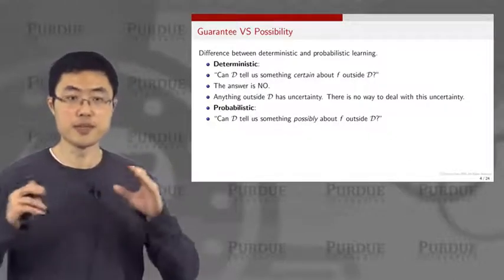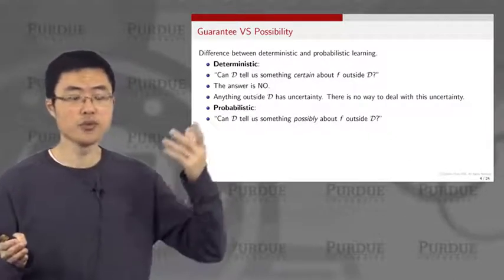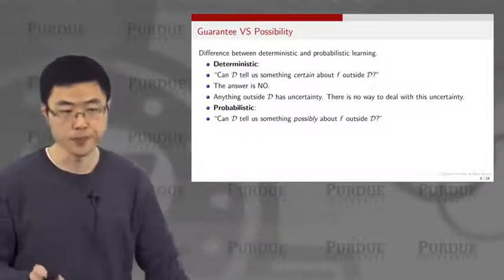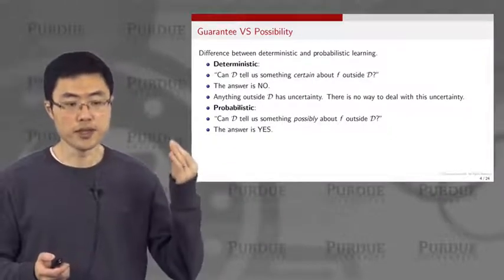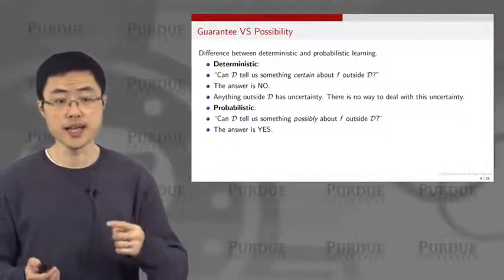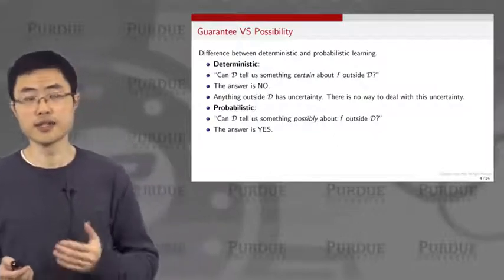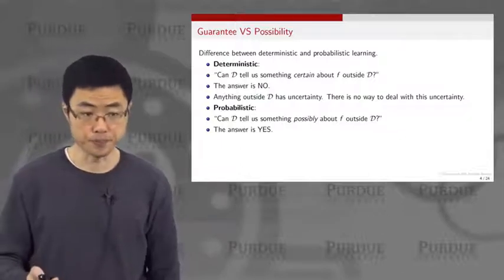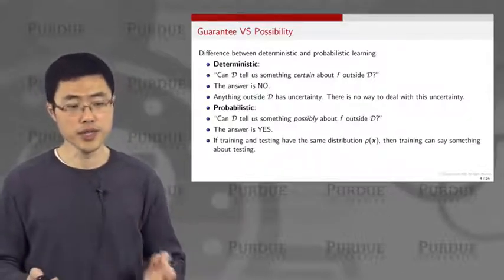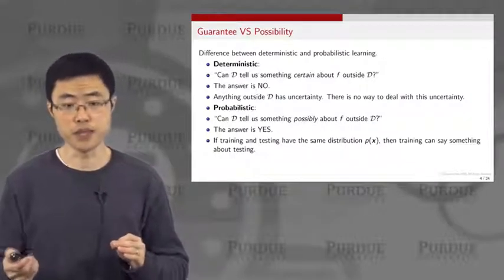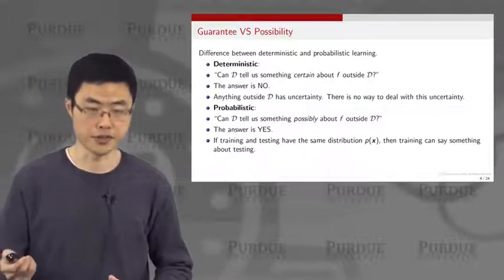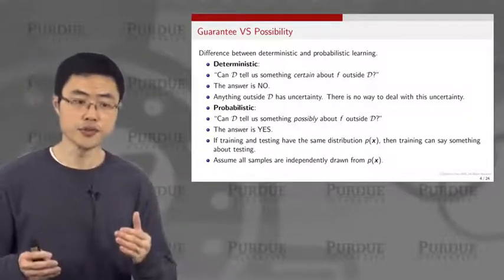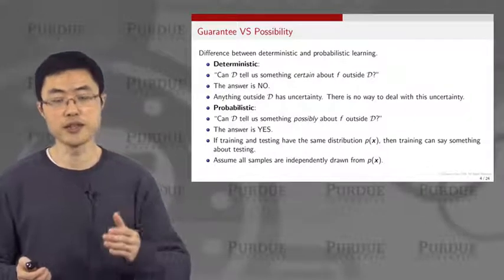Once you have this kind of probabilistic statement, you are not able to claim absolutely certain, but you'll be able to say that it's probably correct. And therefore, if you're in this probabilistic framework, then the answer is yes. You can actually say that D can tell us something possibly about f outside the set D. So if the training set and the testing set have the same distribution P, then training can say something about the testing. And of course, we need to make the assumption that all the samples are independently drawn from P.